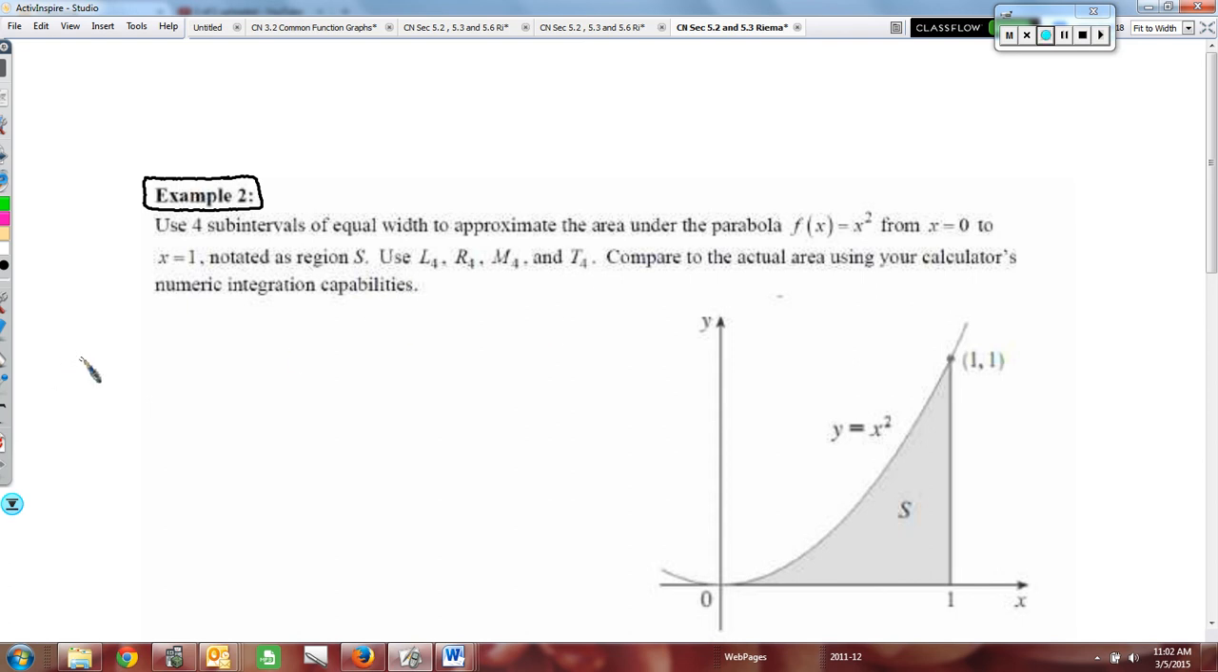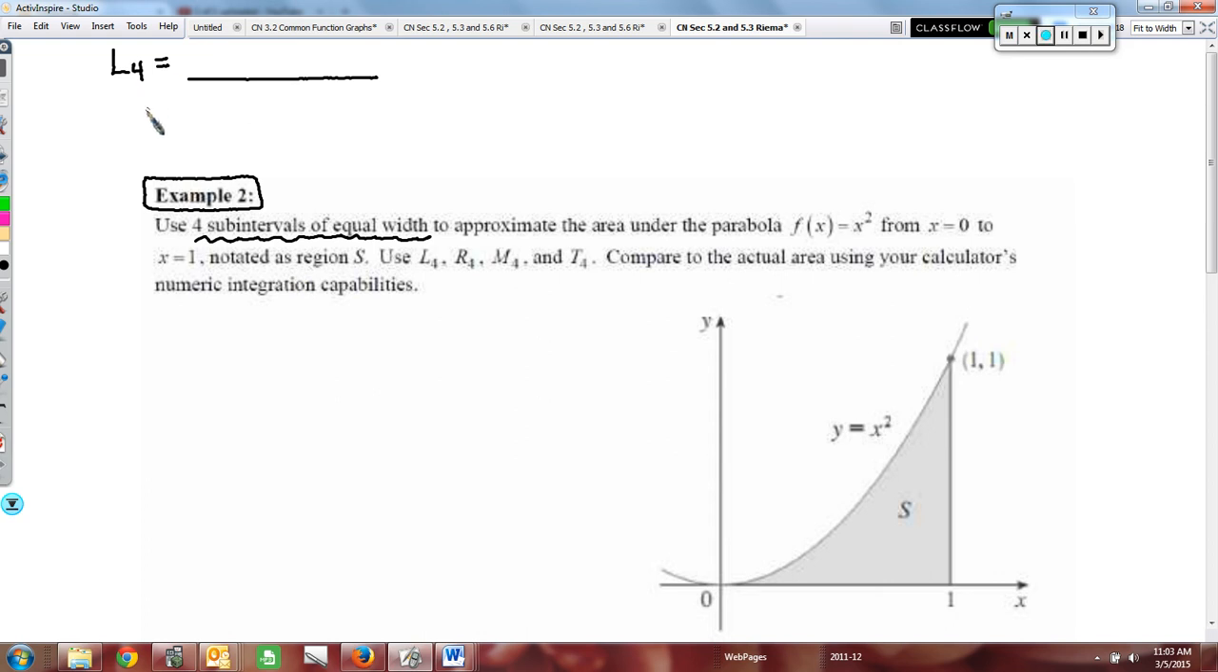But what you're going to do is you're going to basically come in, and for your L4, and you might need more room, we'll write it up here. Take your L4 and put your formula for L4 given this information. We want 0 to 1. 0 to 1 is our interval, and our function is x squared, and we want 4 subintervals of equal width. I'm going to underline this because later on we may not have equal width, but right now we're using 4 subintervals, 4 rectangles.